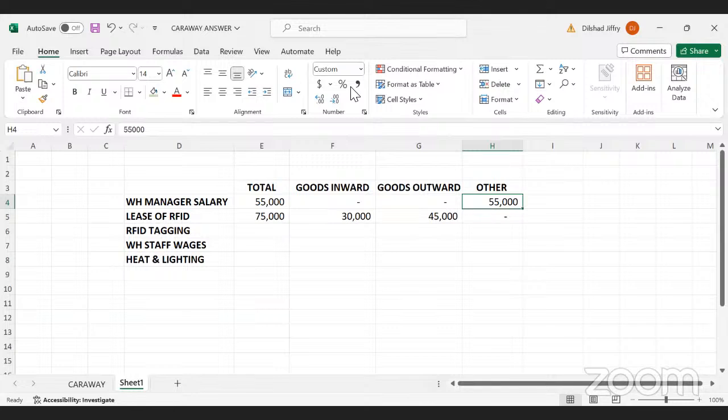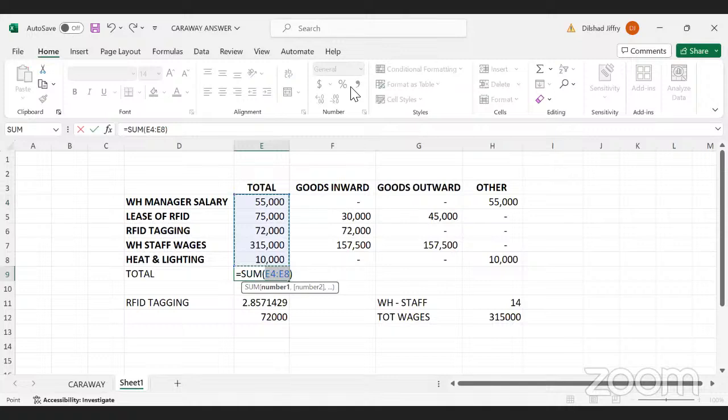Heat and light, I think that's easy. How much? 10,000. And they say that entire thing relates to the other. Then you get the total.